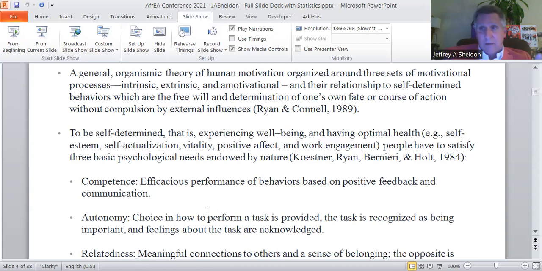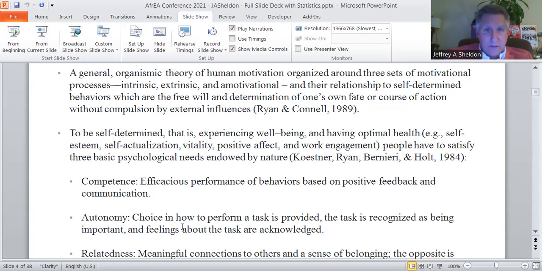Again, remember, empowerment is about behavior. Self-determination is about behavior as well. These behaviors have to do with the exercise of free will, and you have a determination. You can determine your own fate, your own course of action, without anybody on the outside telling you what you have to do. You decide what it is that you want to do, and then you act accordingly.